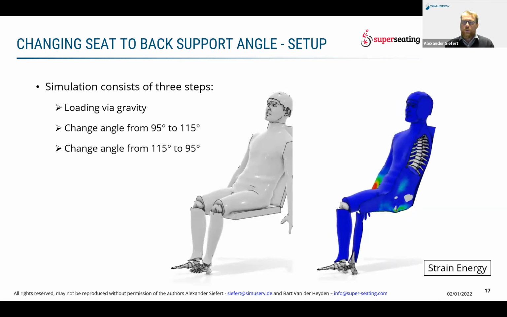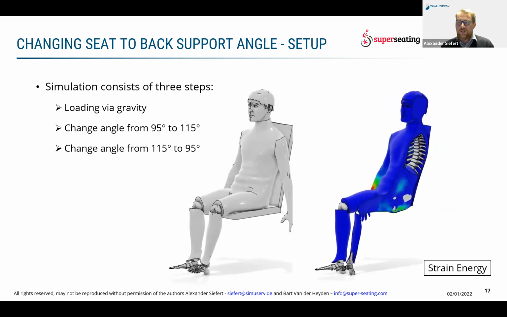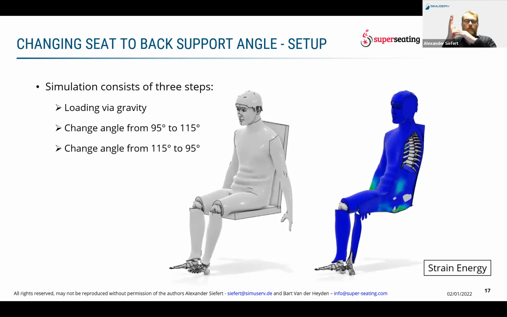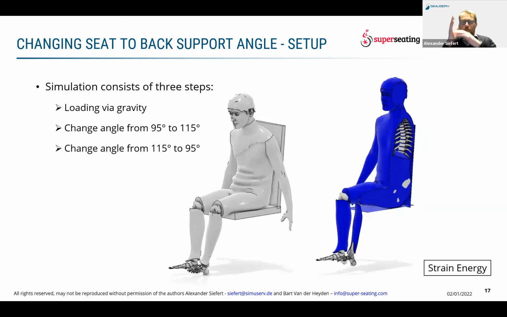Then we moved him backwards about 20 degrees, from 95 to 115 degrees, and then we moved him forward once again. What I have to highlight here is that we did not position him; it's a dynamic seating behavior, so it's really a real-time simulation. We used about 4 seconds moving him backwards and 4 seconds moving him forward. And the question was, let's have a look at the evaluation criteria we presented before.